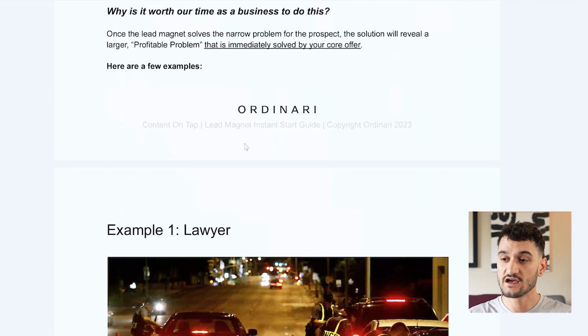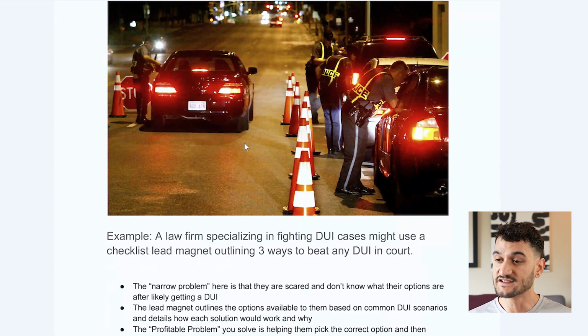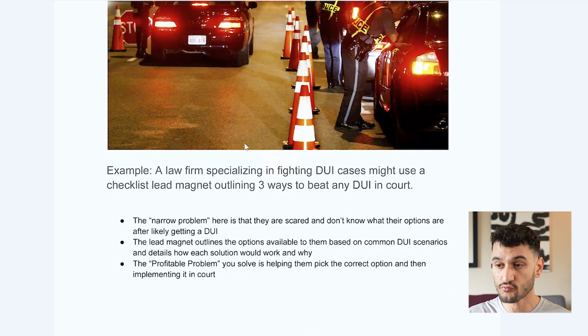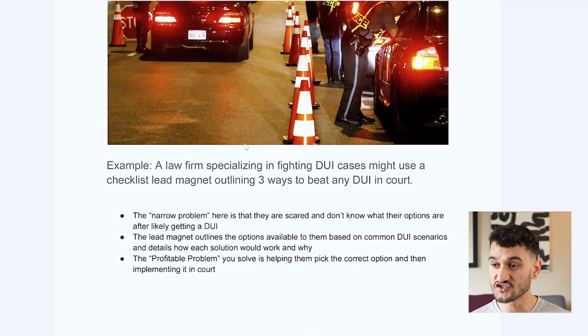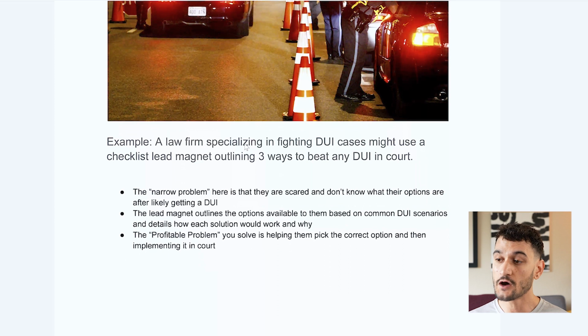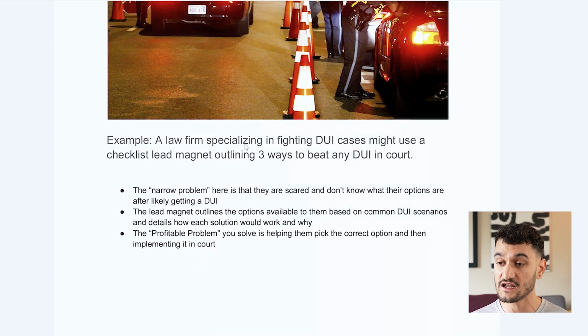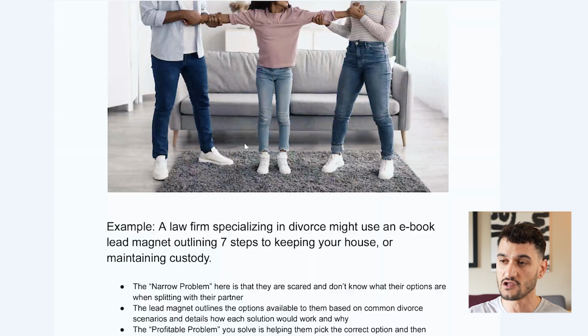Here's a few examples. Example 1 for a lawyer. An example law firm specializing in fighting DUI cases might use a checklist lead magnet outlining 3 ways to beat any DUI in court. The narrow problem here is that they're scared as a consumer. They don't know what their options are after likely getting a DUI. The lead magnet outlines the options available to them based on common DUI scenarios and details how each solution would work and why. The profitable problem that you solve is helping them pick the correct option and then implementing it in court.